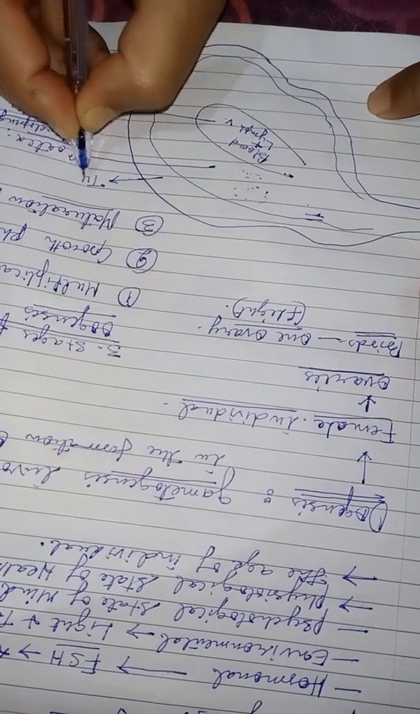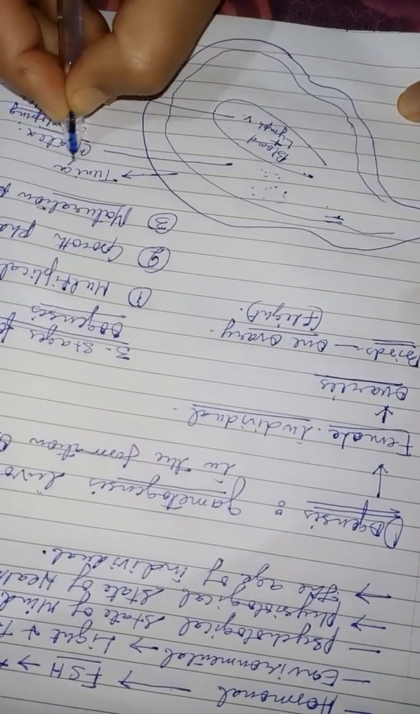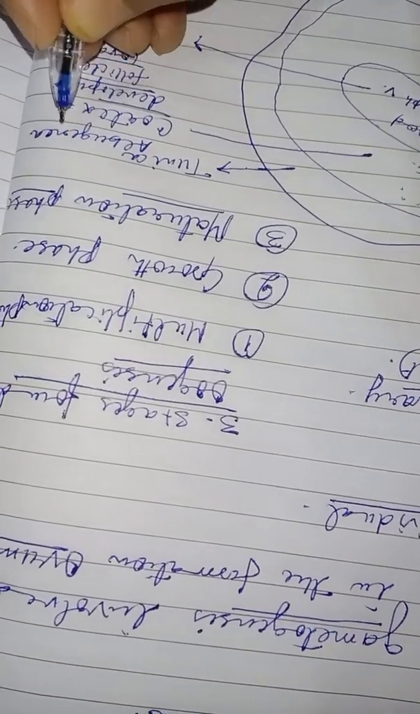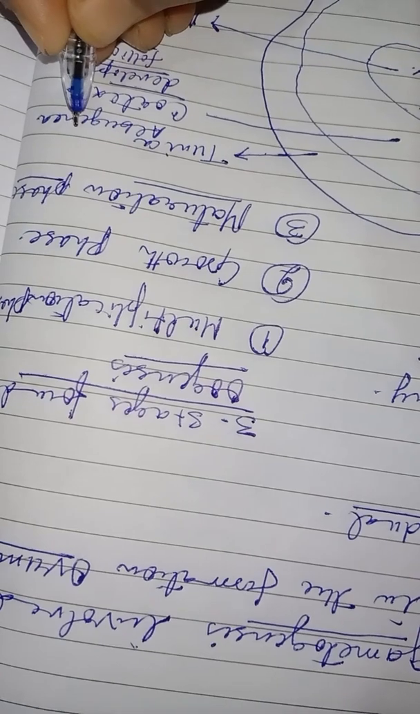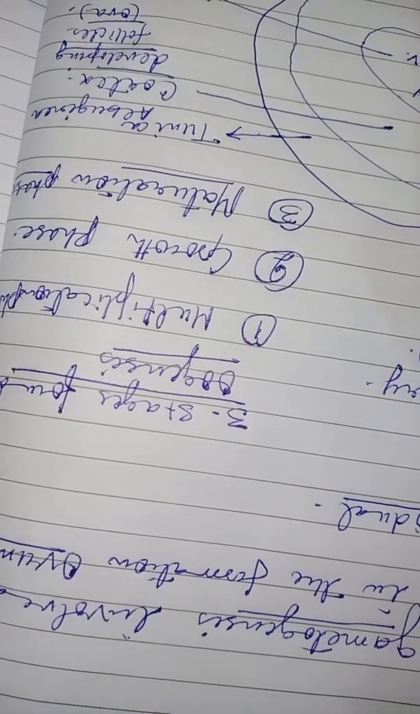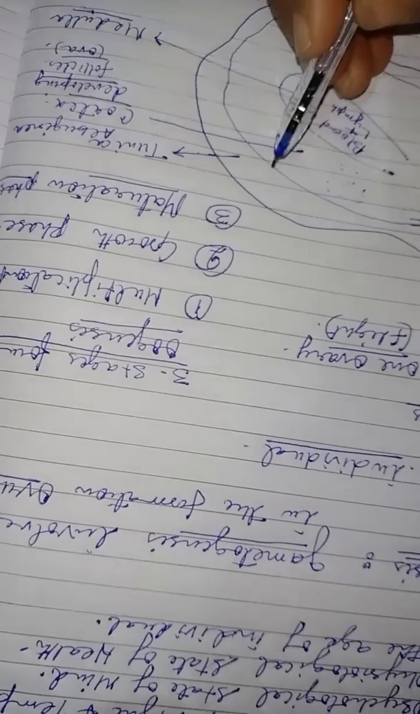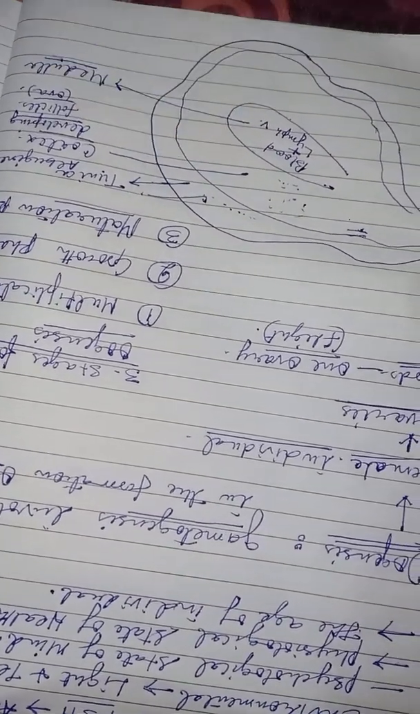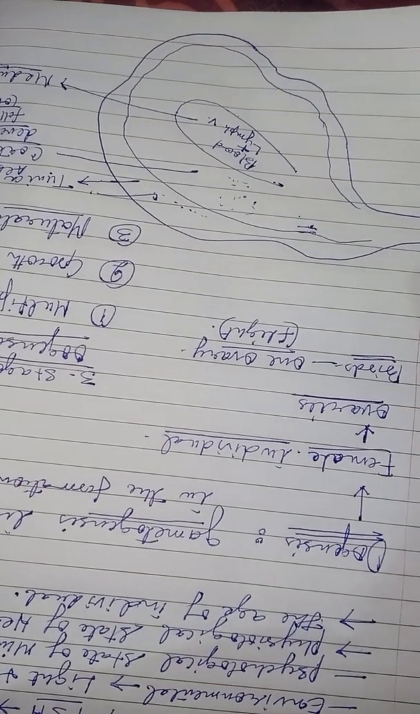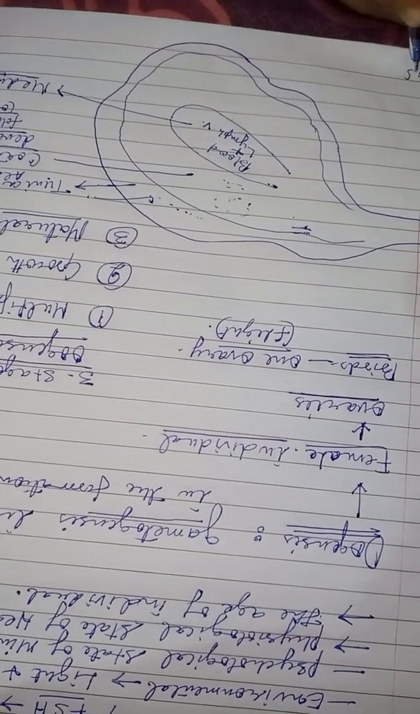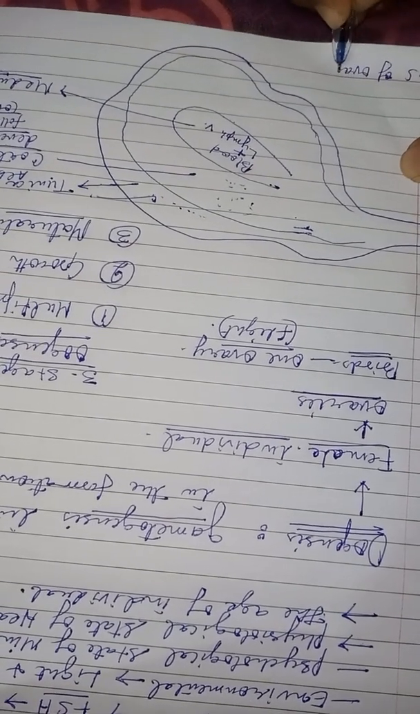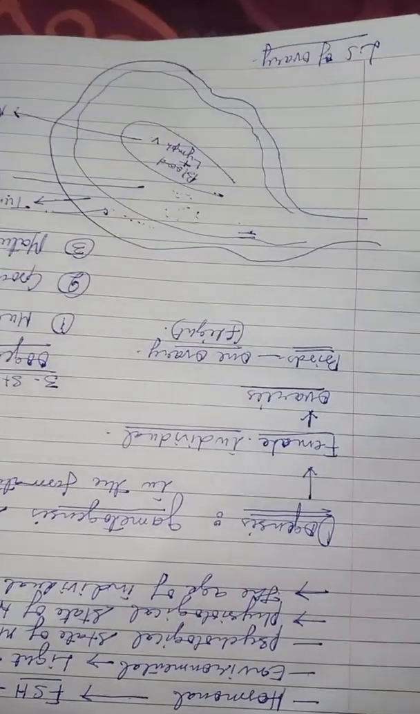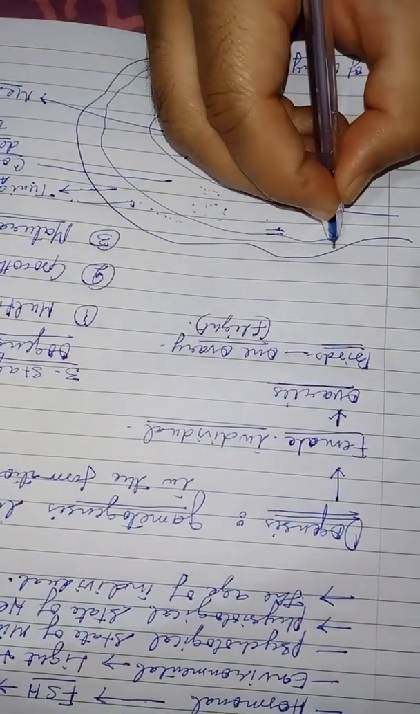Then the outer portion, outside the cortex, is called the tunica albuginea. Tunica albuginea is a connective tissue layer which surrounds the cortex. So this is the LS of the ovary.